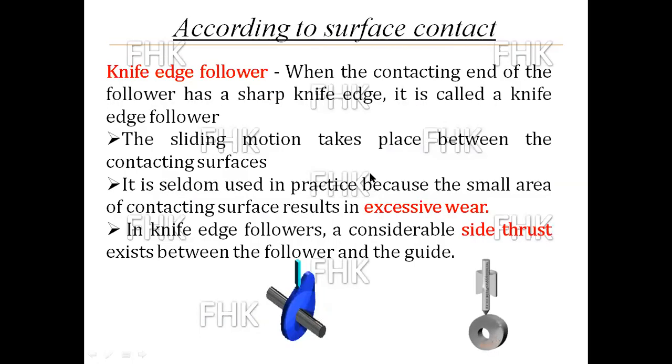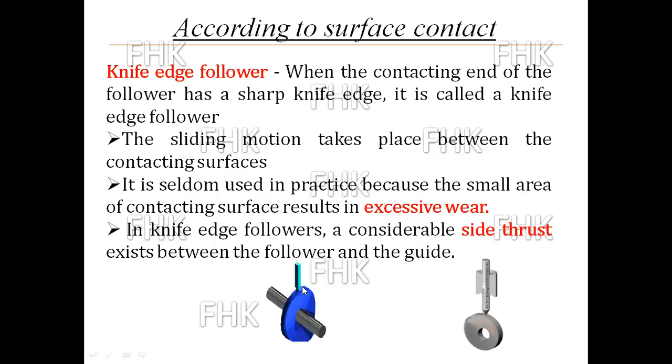Now, step by step, we are going to discuss the different types of followers. According to surface contact, the first type is knife edge follower. When the contacting end of the follower has a sharp knife edge, it is called a knife edge follower.